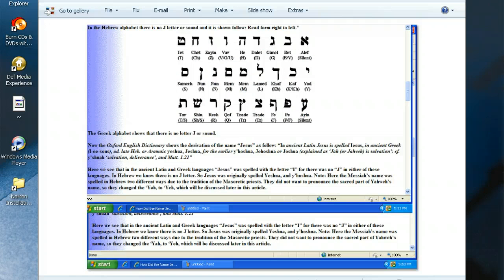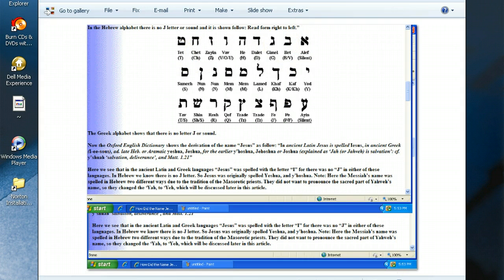Now, it gets kind of confusing, but here in America, we have translated things from other nations, other alphabets, languages, and what. So when we call Jesus, Jesus, you can read on here, so this is a Hebrew alphabet, there's no letter J or sound. And you go from right to left.